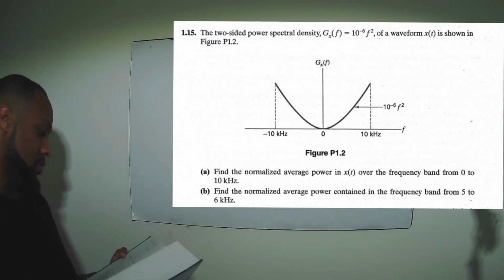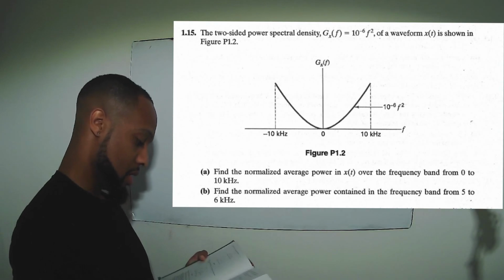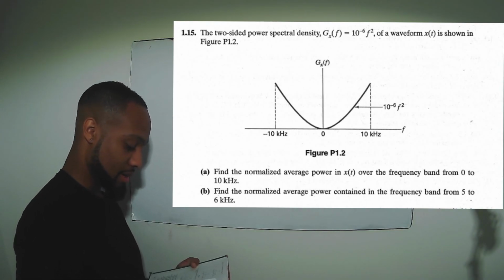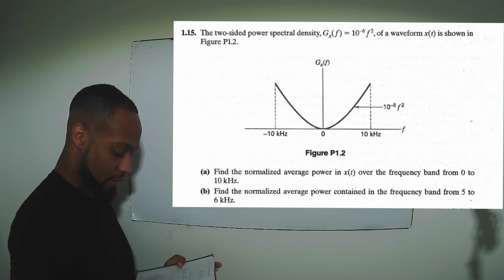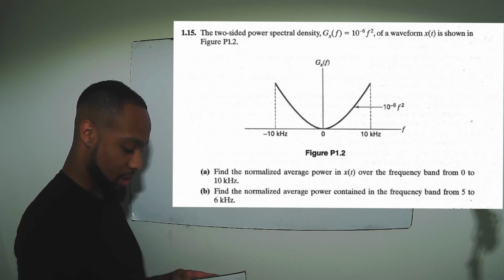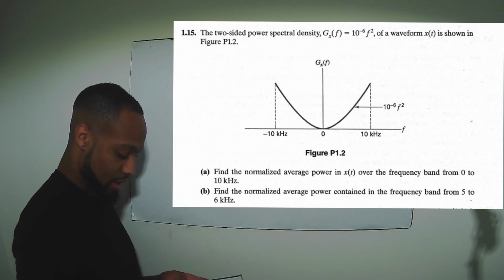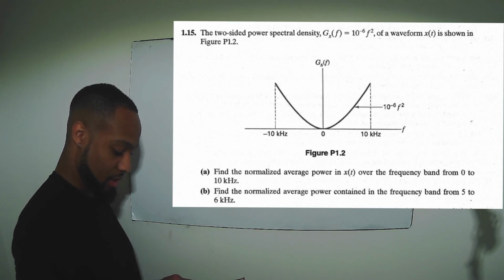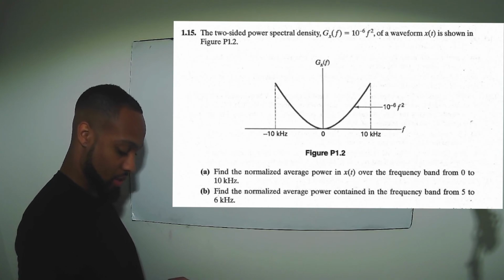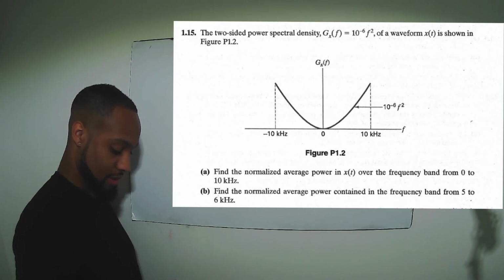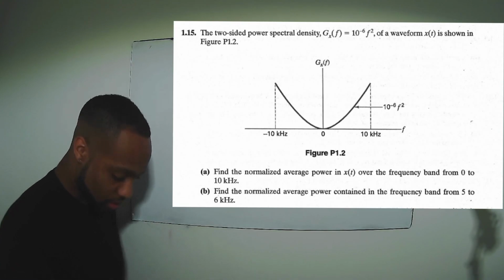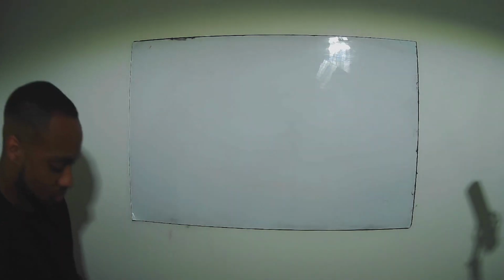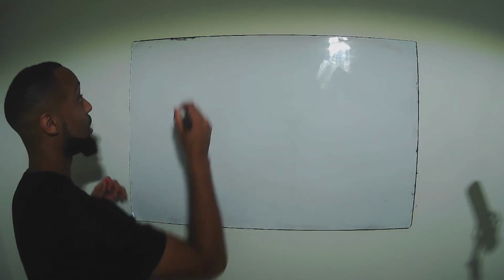All right, problem 1.15 says the two-sided power spectral density function Gx(f) is equal to 10 to the minus 6 f squared of a waveform x(t), which is shown in figure P1.2. Find the normalized average power in x(t) over the frequency band from 0 to 10 kilohertz. Find the normalized average power contained in the frequency band from 5 to 6 kilohertz. All right, so they basically computed the average integral. Let's go back here.